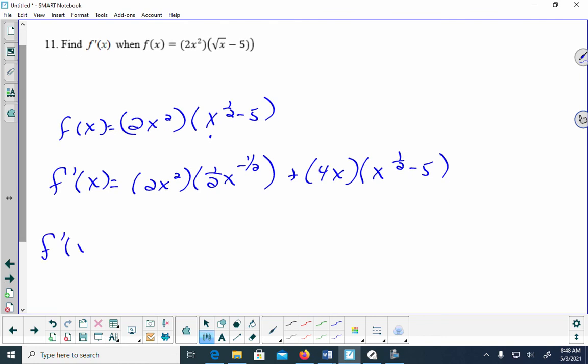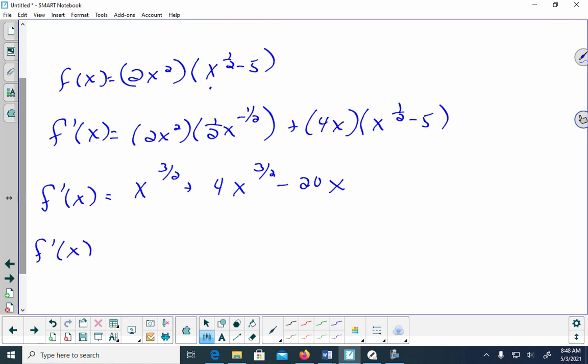So when I multiply, I add the exponents. So 2 times 1/2 will be 1. So 2 plus negative 1/2 will be 3/2. Plus 4x to 3/2 minus 20x. So when I combine like terms, I'm going to have 5x to 3/2 minus 20x.